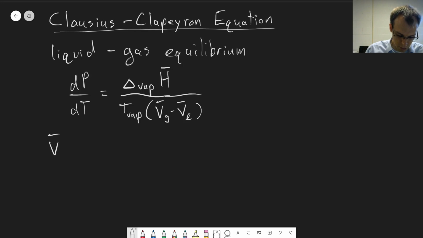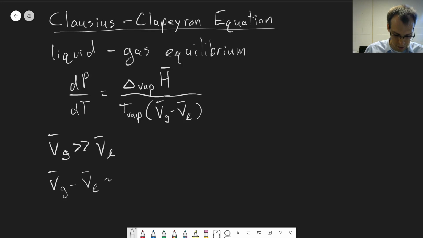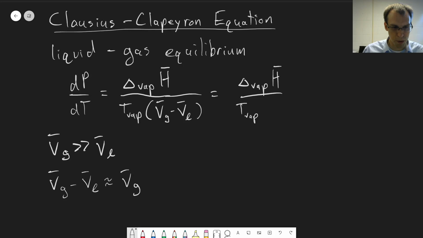We can say the molar volume of a gas is much, much bigger than the molar volume of a liquid. If you have 1 mole of gas, it takes up a very large volume, whereas 1 mole of liquid takes up significantly less volume. It's so much bigger that if we take V bar gas minus V bar liquid, it's about equal to just V bar gas. The molar volume of the liquid is just not going to make a big difference. And so that allows us to simplify this expression to give the enthalpy of vaporization divided by the vaporization temperature times V bar gas. Okay, so that simplifies that nicely.